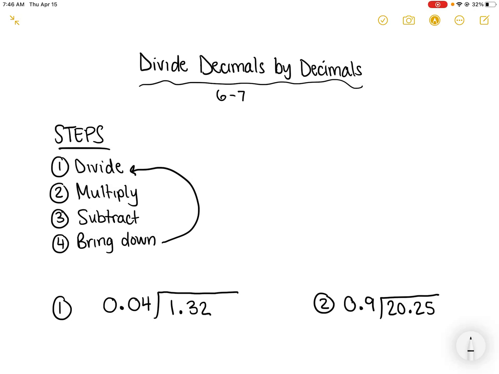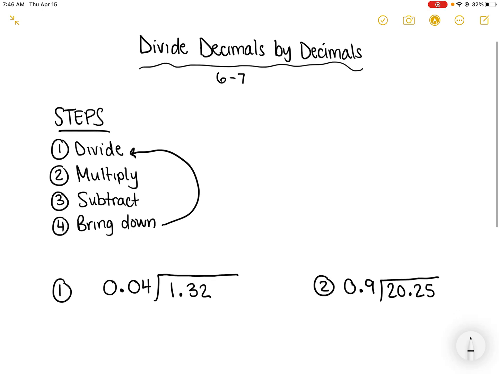Today we are going to be learning how to divide a decimal by another decimal. Just like in previous videos, when you're dividing decimals, the division steps are the same as they would be if you're using whole numbers. Step 1 is to divide, step 2 is multiply, step 3 is subtract, step 4 is bring down, and then you start all over again until you get to 0.